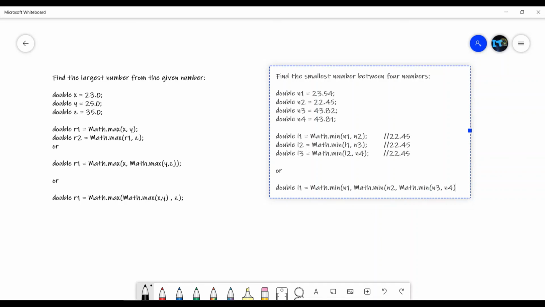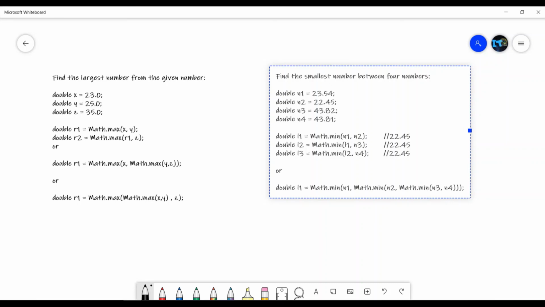Then check the lowest value with your n2. So n2 bracket is closed. Now check the value with your n1. So n1 bracket is closed. That's it. In a single line I have used three nested minimum methods.